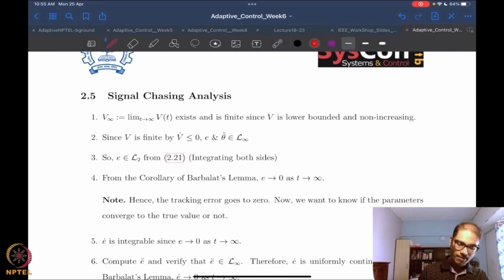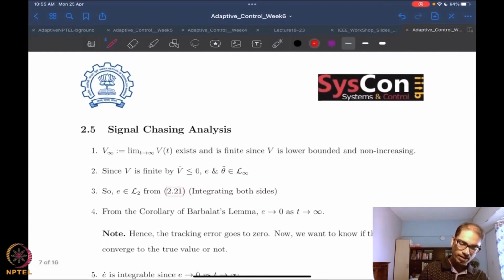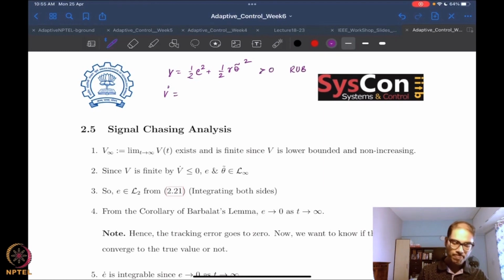So remember where we are. I will again write out some key points. V was 1/2 e squared plus 1/2 gamma tilde squared. This is of course positive definite, radially unbounded, and all the nice things. And V dot came out to be minus k e squared, which is negative semi-definite. So this is what V and V dot were, and this is where we start.